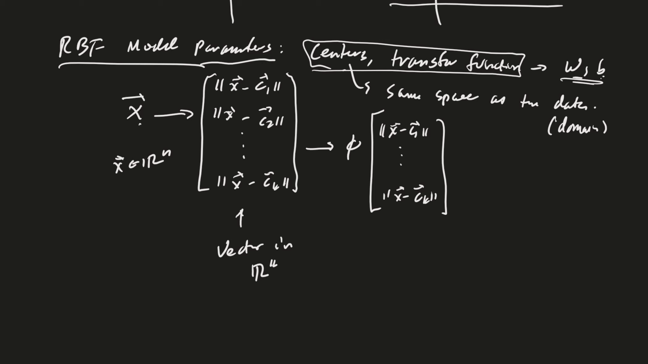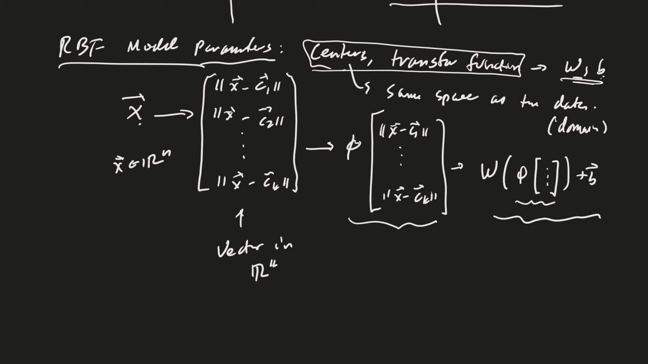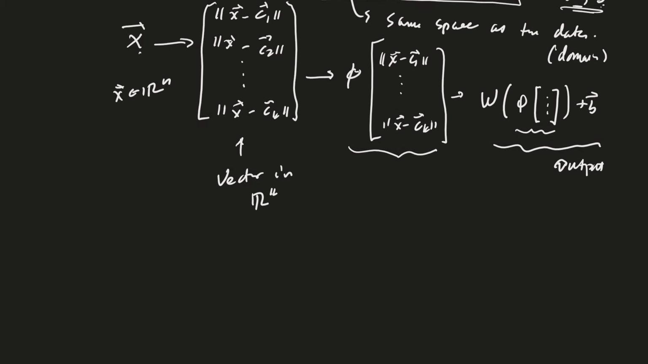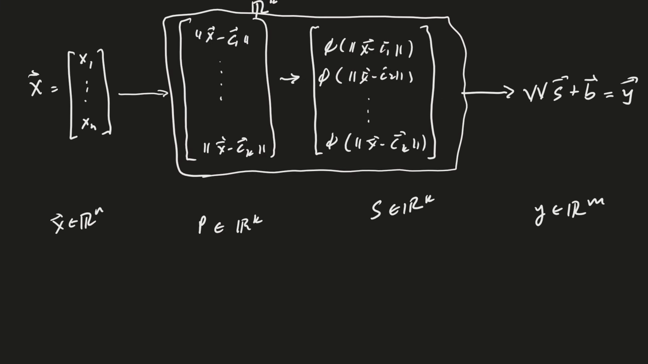And now, what am I going to do with this vector in Rk? I'm going to take W times that, so this is like my Wx plus b, and this is going to be the output. So somehow I ran out of space for that. Let me rewrite this. In fact, let me pause and rewrite it. Okay, let me take another stab at this.